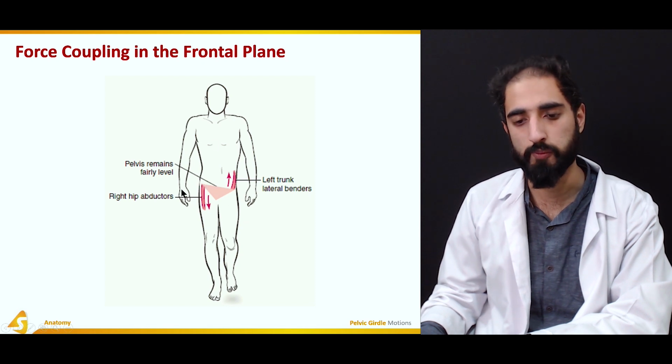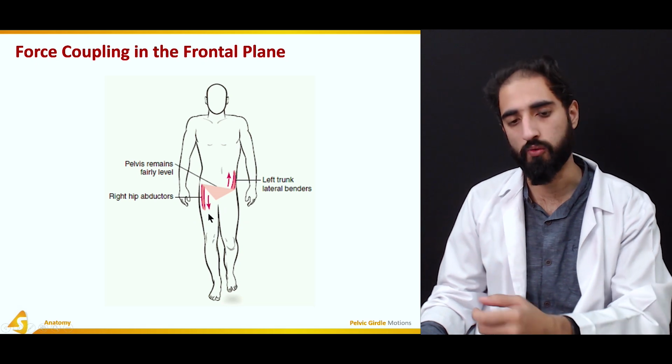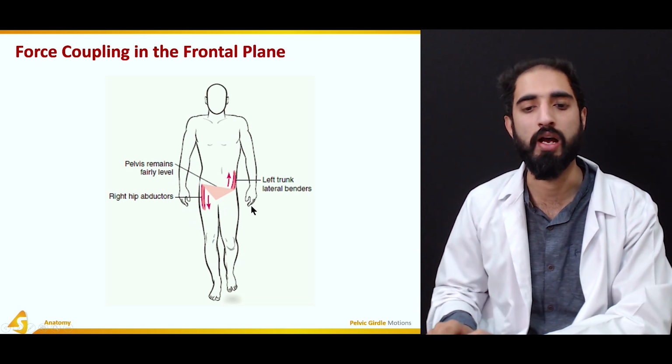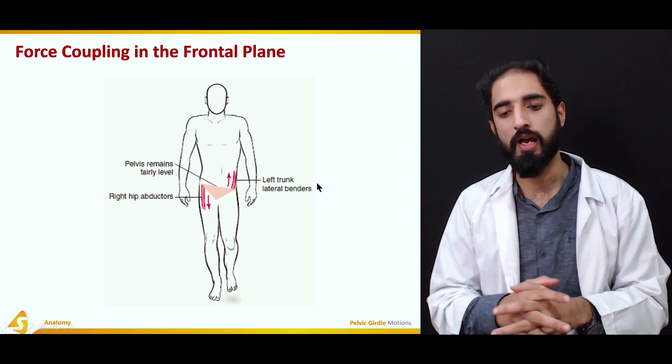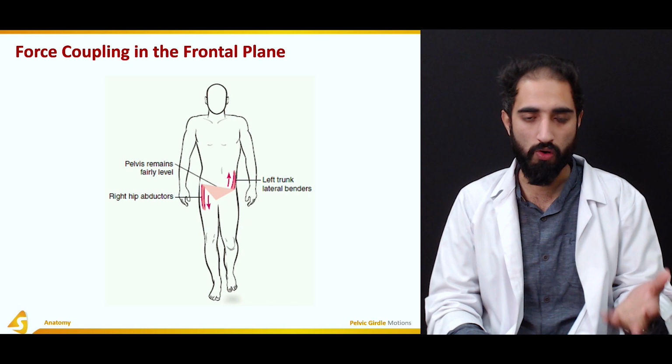or you can say, in this picture, anti-clockwise rotation is occurring. That is how the force coupling occurs in the frontal plane between the lateral benders of the trunk, such as the quadratus lumborum, and the hip abductors on the contralateral side.